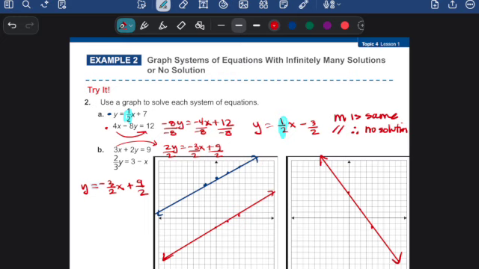There's our first line in the system. The second one, we just have to get rid of that coefficient. So we have to get rid of the coefficient by multiplying by the reciprocal. So do that to everything. Everything is multiplied by the reciprocal.